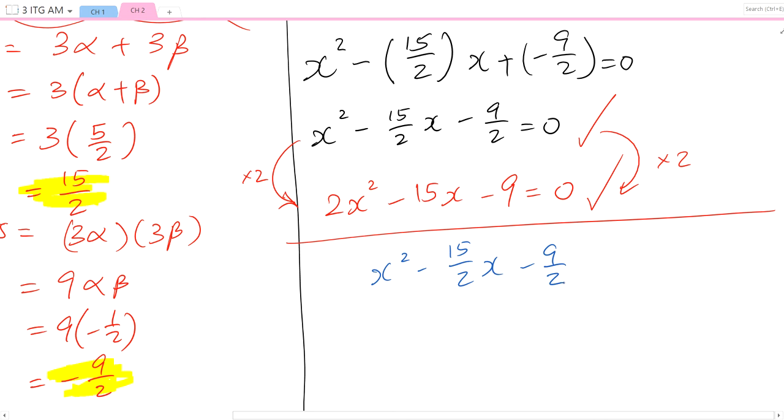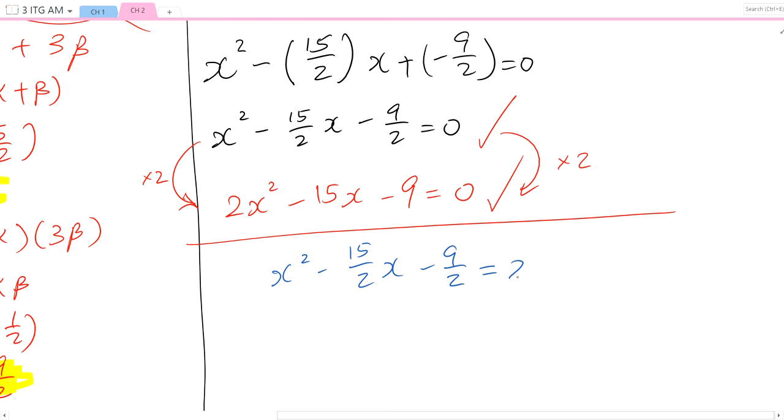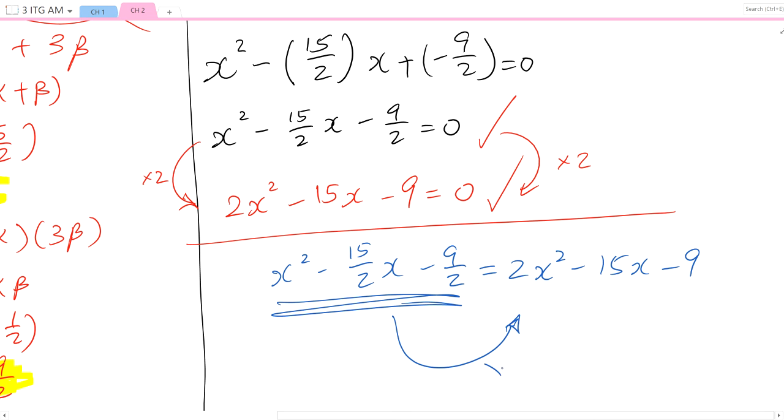It is not an equation. It is an expression. For example, if this is your answer, you do something like this, equals 2x squared minus 15x minus 9. Are they the same? No, they are not the same. This is an expression. What you have just done is to multiply by 2 over here. How can they be equal? Okay, so know the difference between an expression and an equation, when you can multiply throughout, when you can divide throughout. Any questions? No, okay, then let's move on.